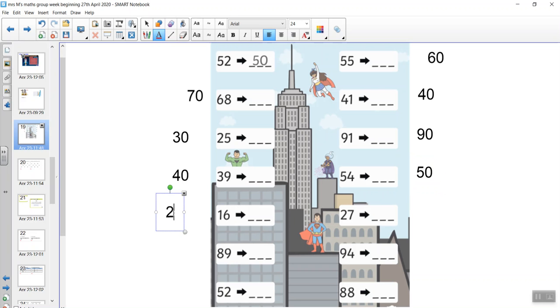16 to the nearest 10 is 20. 27 to the nearest 10 is 30. 89 to the nearest 10 is 90. 94 to the nearest 10 is 90. 52 to the nearest 10 is 50. And 88 to the nearest 10 is 90.